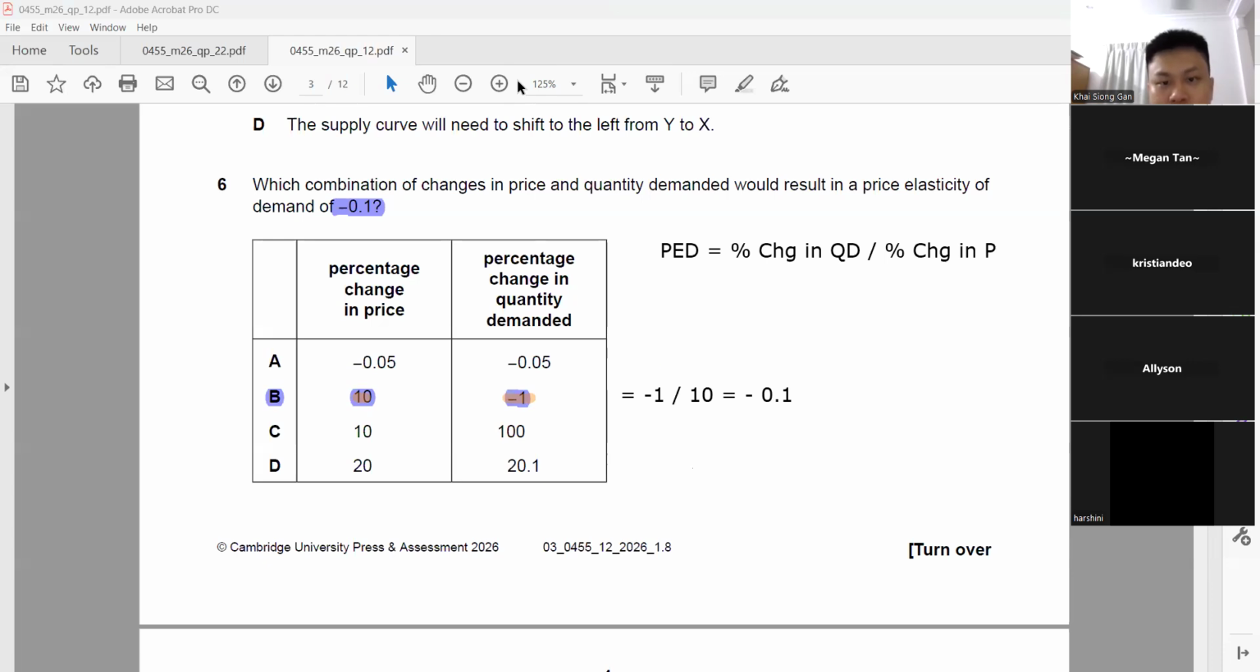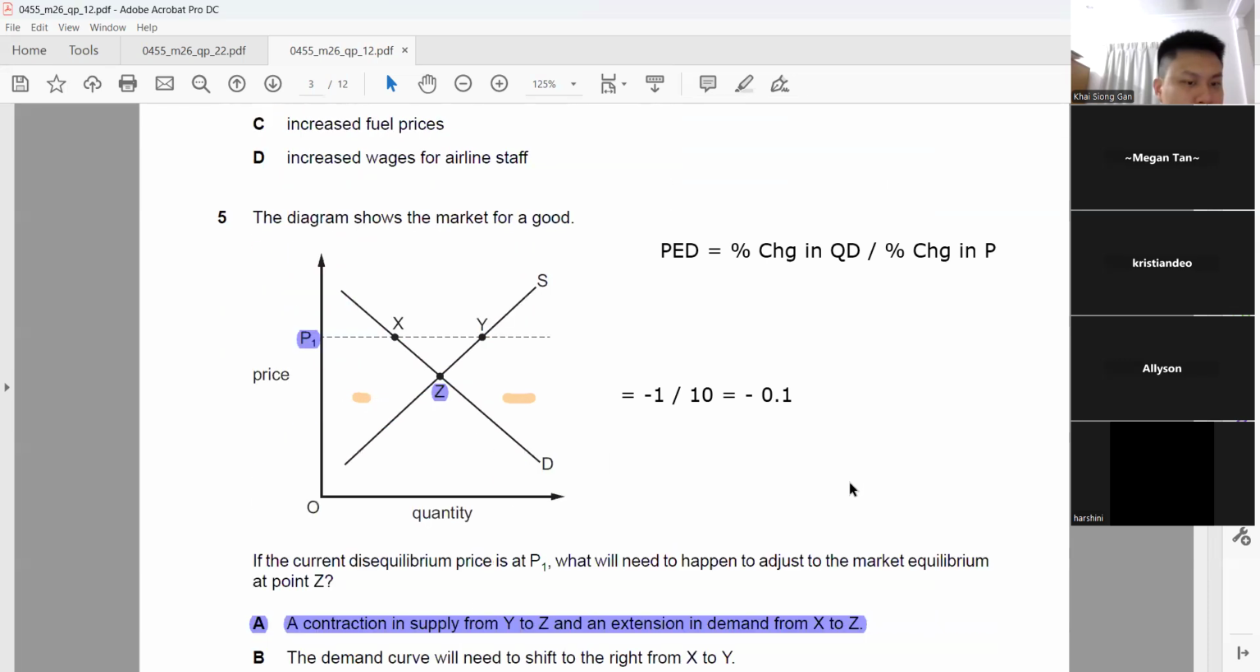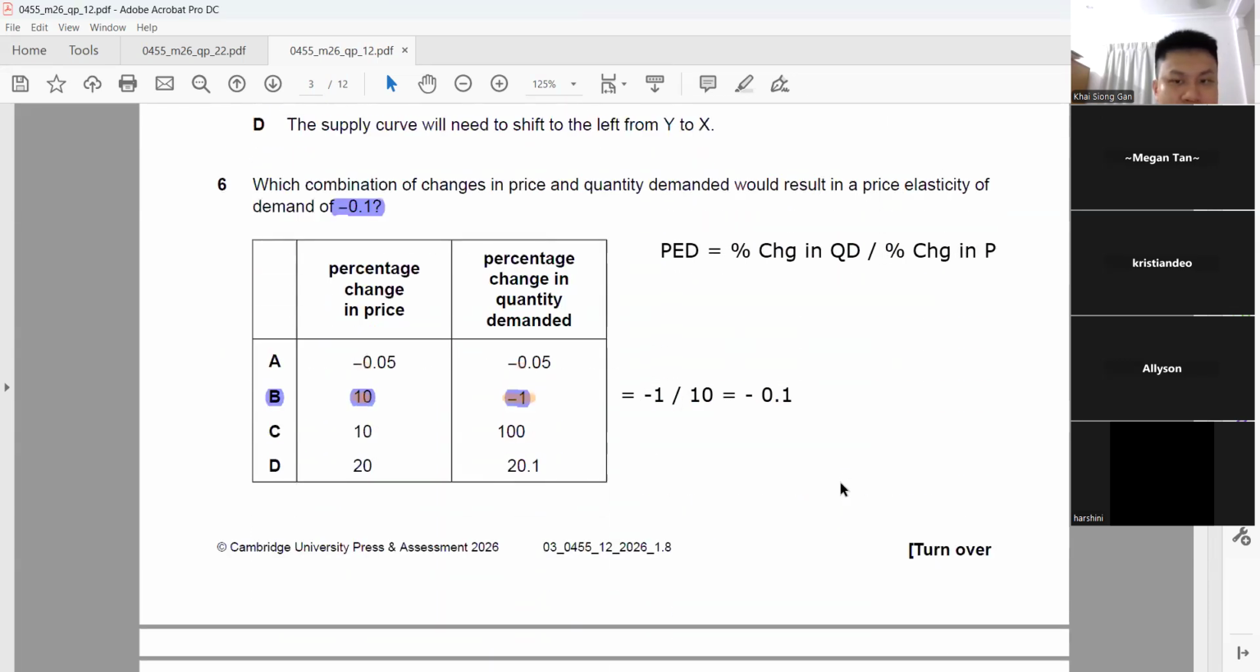Question four, what answer? Question four is A. Four is A, 5A, and then 6B.